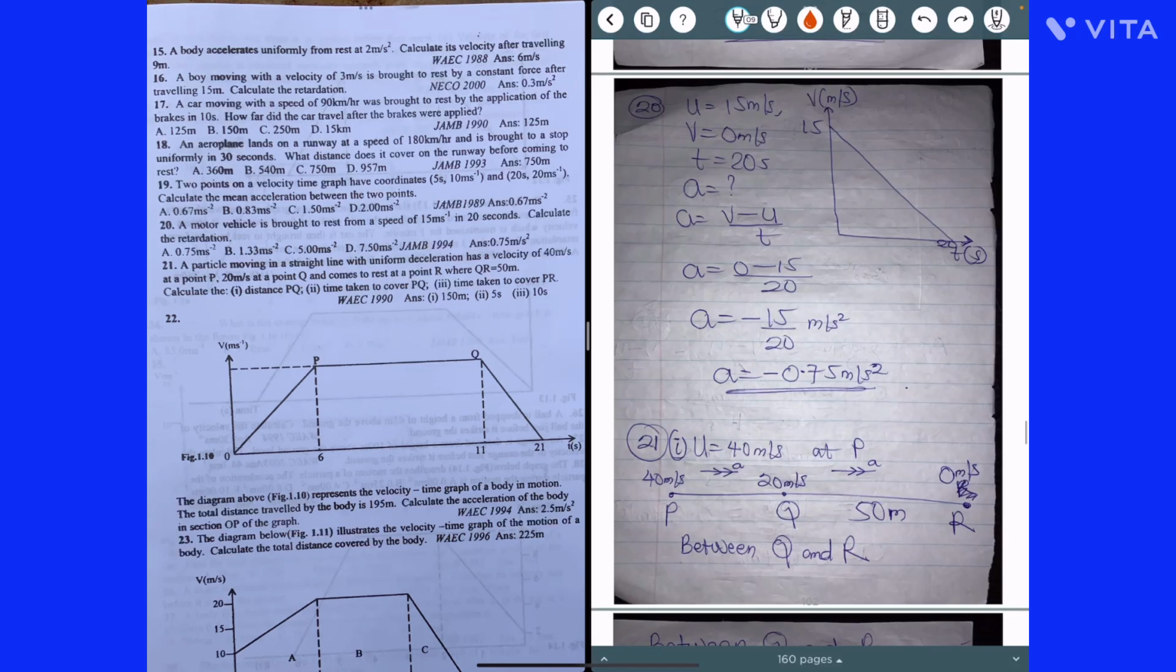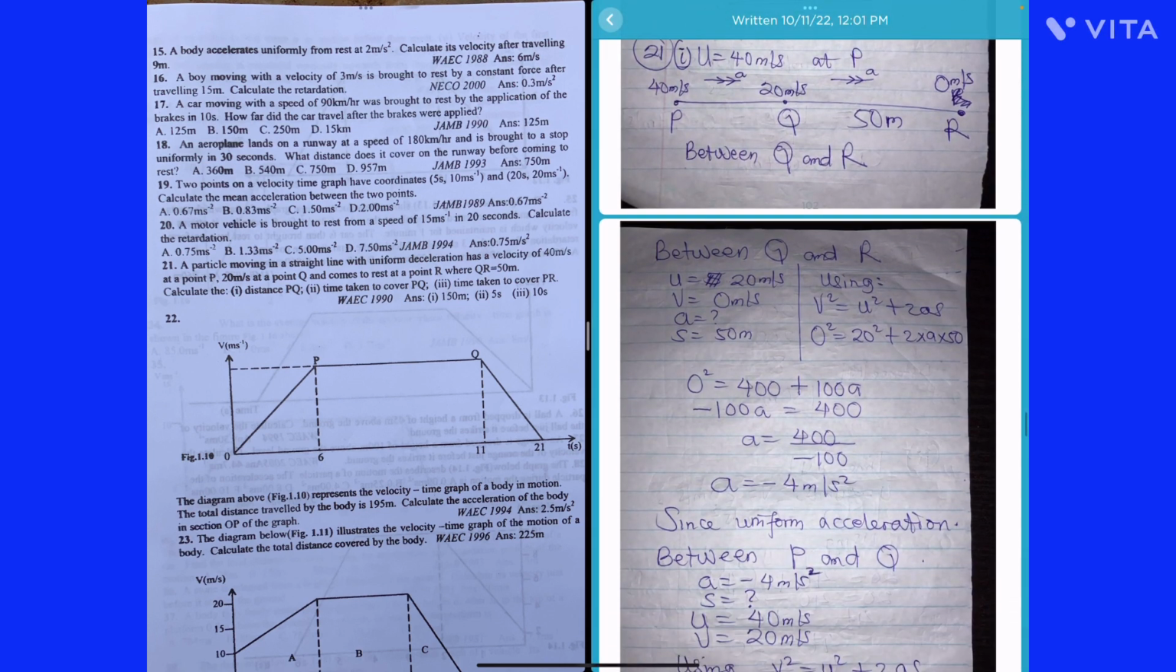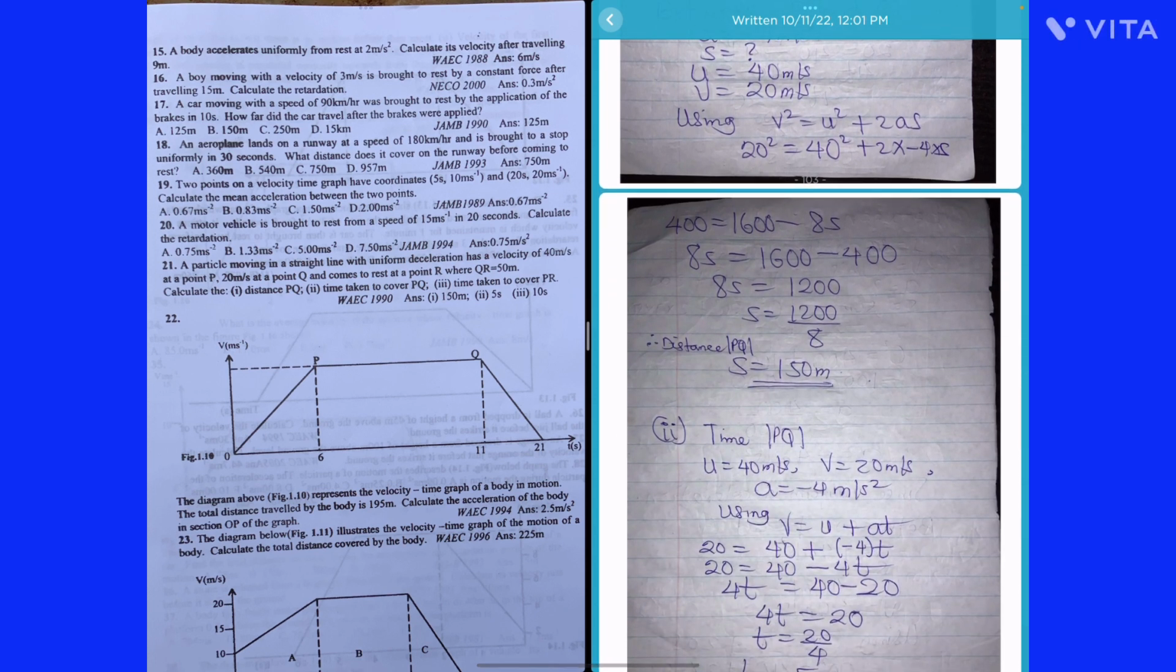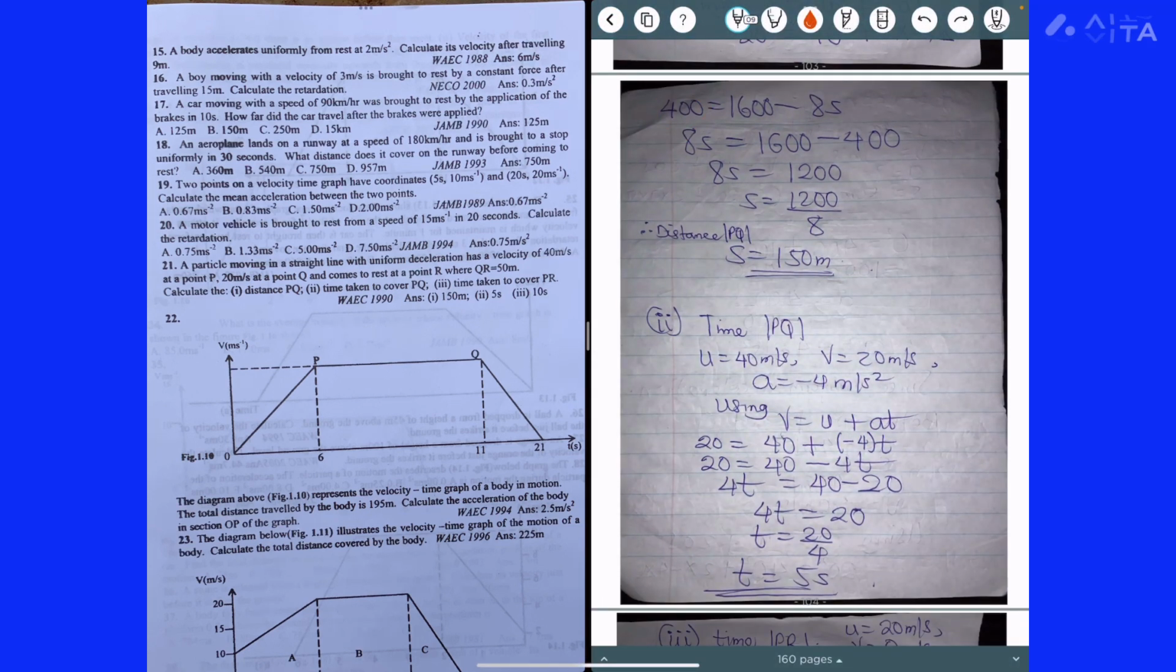Take note, at P, velocity was 40. At Q, velocity was what? 20 meters per second. So using v squared is u squared plus 2as, we'll be able to get the distance between P and Q. So this gives us 400 is 1600 minus 8s. If you bring minus 8s to the left, it will become plus 8s. Then take 400 to the right, it will become minus 400. That gives 1600 minus 400, and s is simplified to get 150 meters.